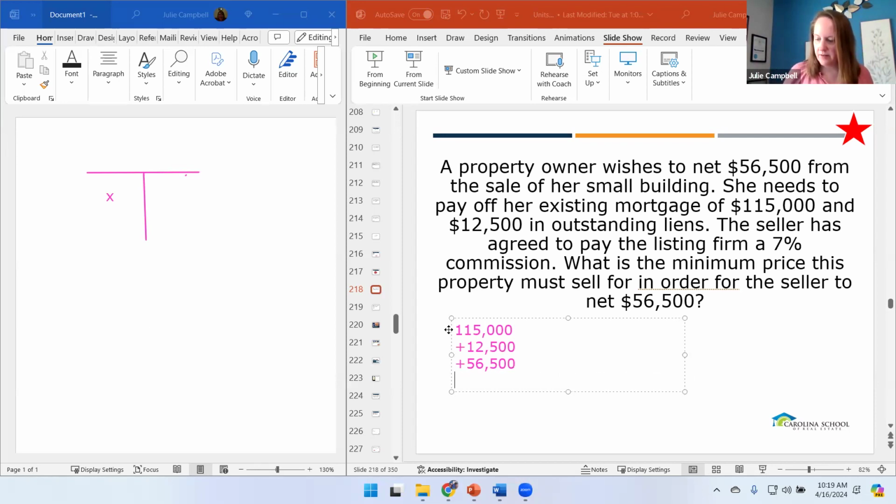So if we take their liens, all their debit plus their net, the number that goes on top is $184,000. Only the debit that the problem gives us. If it doesn't give you a number or a way to find it, you can't use it. Just do what the problem says. Questions on how I got the 184,000? Seller's debits plus what they want to net, what they want to put in their pocket when it sells.